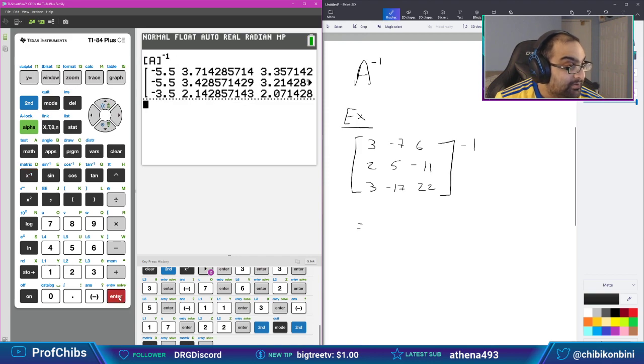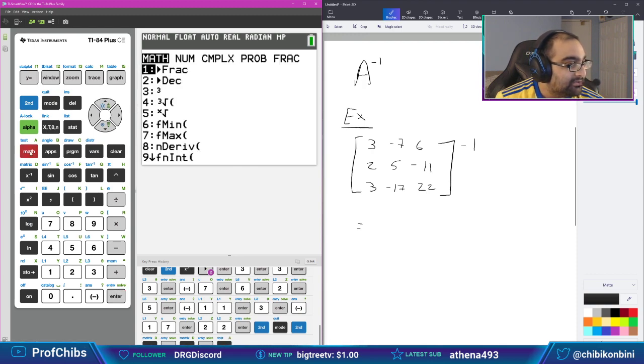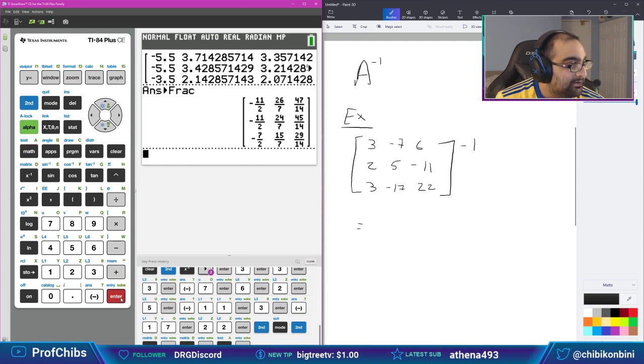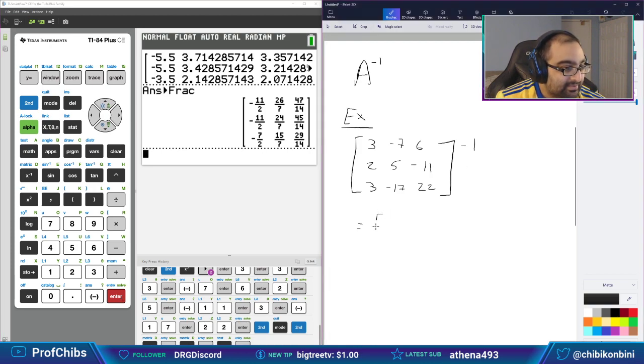and then hit enter. Now in this case we end up with pretty ugly numbers, so let's put it as a fraction. Let's see what we get here. All right, there we go, slightly better. Usually you end up with fractions, so just put it in fractional format. We get -11 halves, 26 over 7, 47 over 14, -11 over 2.